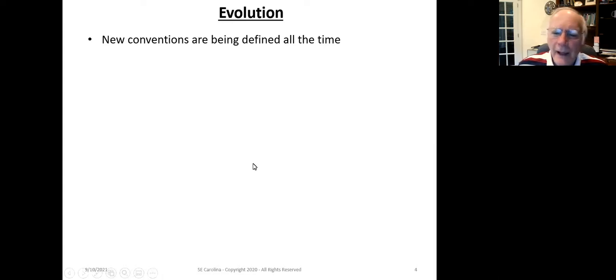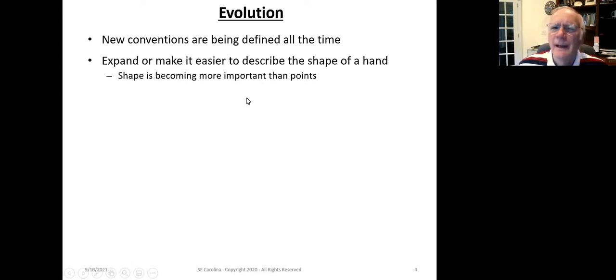Now, the conventions are continuing to evolve every day. There are new conventions being defined all the time as we get more and more experienced in playing the game and understanding how bids can be used within the bidding system to give us a better definition. And they're generally being created to be able to use a bid for more than one purpose and to better describe the shape of a hand.